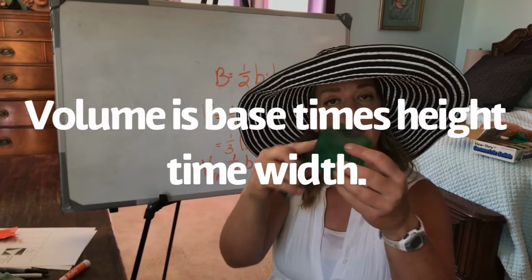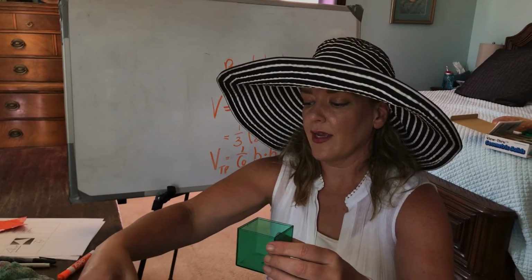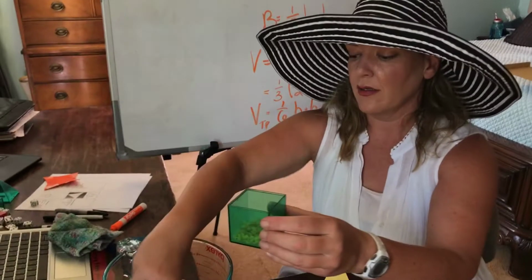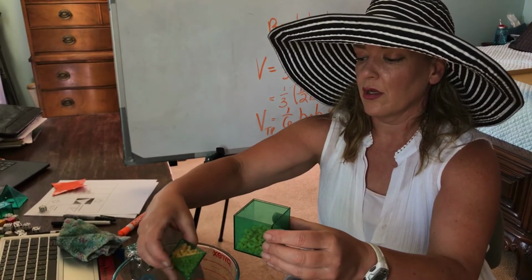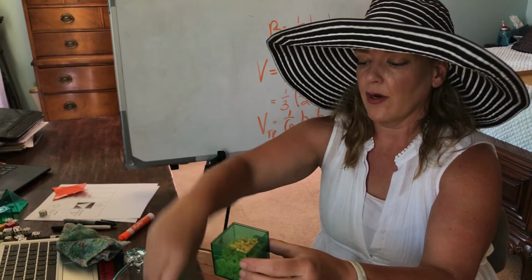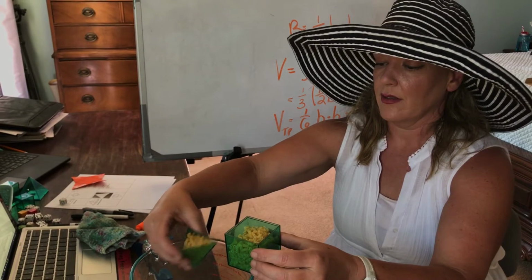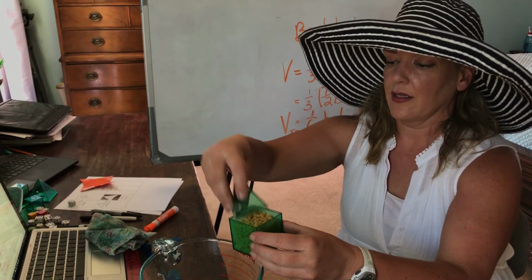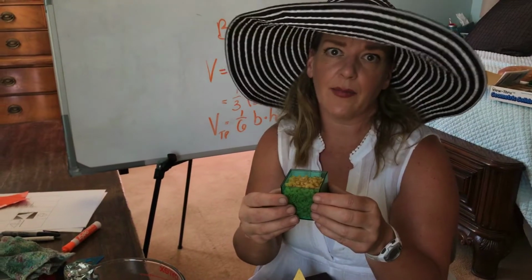Usually it's just base times height, right? So if I take this triangular prism with my macaroni and I fill it up, I have 1, 2, 3, 4, 5, 6. And it's not precise because these macaroni take up kind of a lot of space.